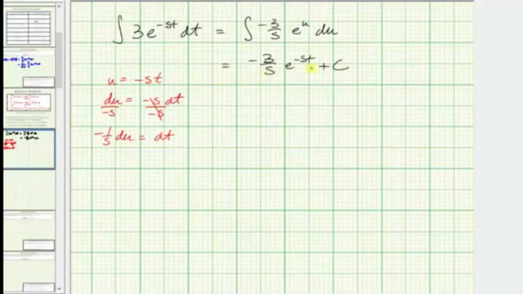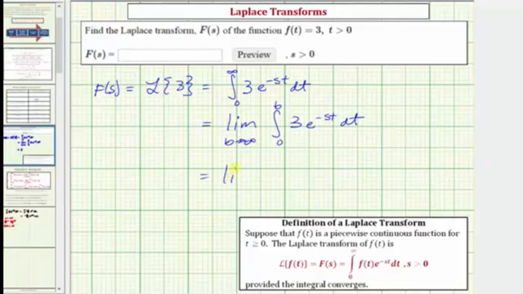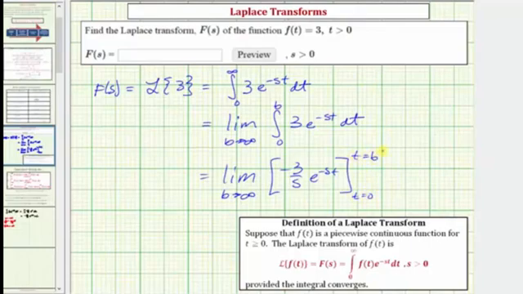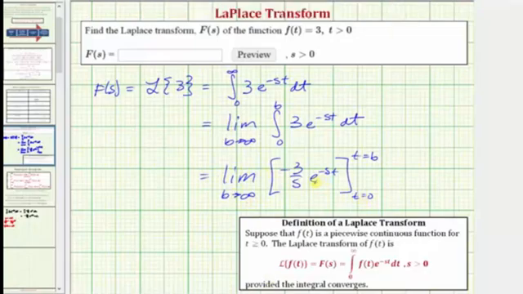But remember, we had a definite integral, so going back to our first slide, we have the limit as b approaches infinity of, again, this is a definite integral, so we can leave off the plus c, and the antiderivative is negative 3 divided by s e to the negative st. Our limits of integration are from t equals 0 to t equals b. So now for our next step, we'll find big F of b minus big F of a, and then we'll determine this limit.